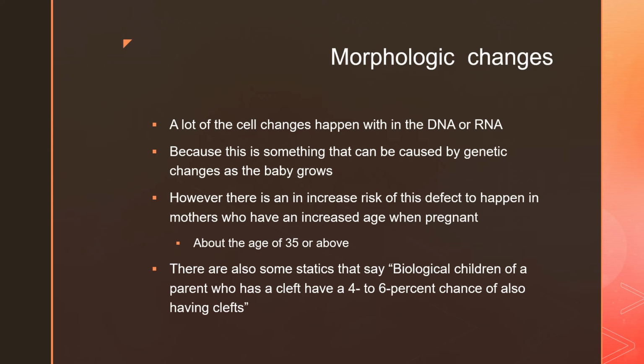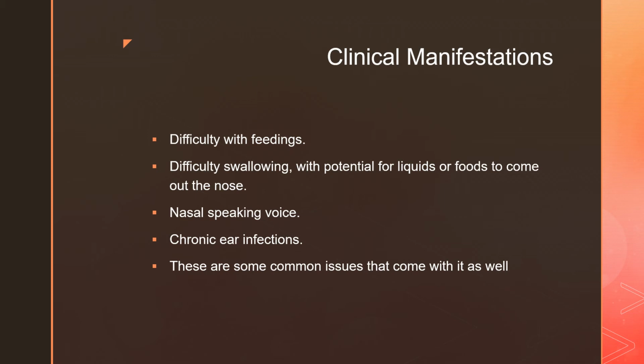However, there is an increased risk of this defect happening in mothers who have an increased age when pregnant, about the age of 35 or above. There are also some statistics that say biological children of a parent who has a cleft have a 4 to 6% chance of also having clefts. Clinical manifestations, so these are signs and symptoms: difficulty with feeding, difficulty swallowing, with potential for liquids or foods to come out of the nose, nasal speaking voice, and chronic ear infection. These are some common issues that come with it.